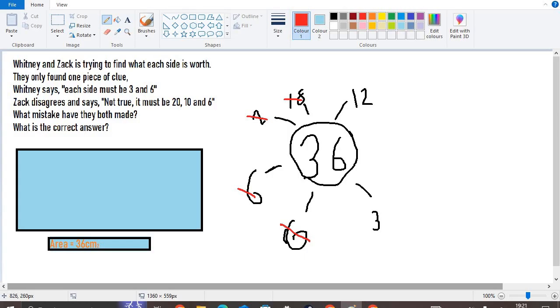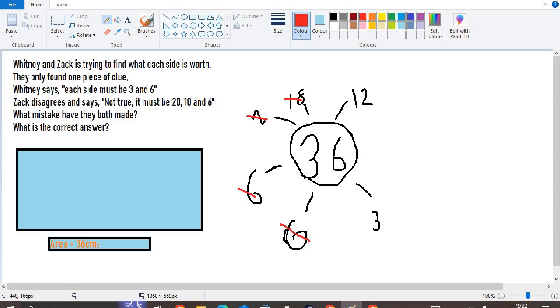But that's not what we're meant to find out first. We're meant to find out the mistake they both made. So Whitney again says each side must be 3 and 6. Zach disagrees and says, not true, it must be 20, 10, and 6. So for the mistake Zach has made, maybe we should times it to see what we'll get. If I did 20 times 10, which is 200, and I times it by 6, which is 1,200, it would be an inappropriate answer.